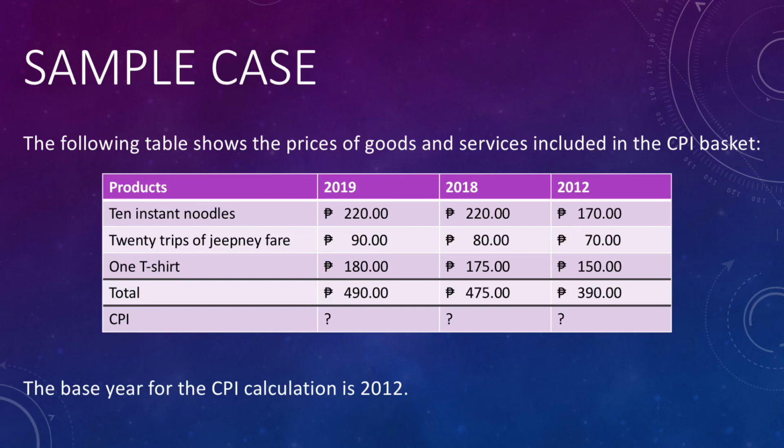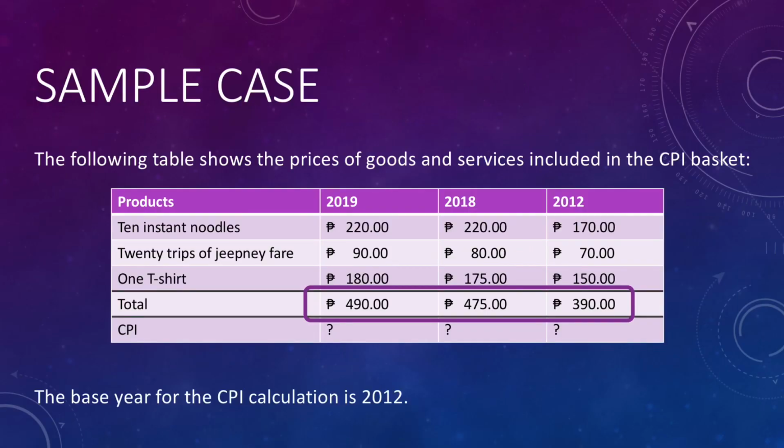The following table shows the prices of goods and services included in the CPI basket. We have the products: 10 instant noodles, 20 trips of jeepney worth of fare, 1 t-shirt. Note that this is an oversimplified example. If we're going to include all goods and services in the economy that would be part of the CPI, we're going to need a larger screen.